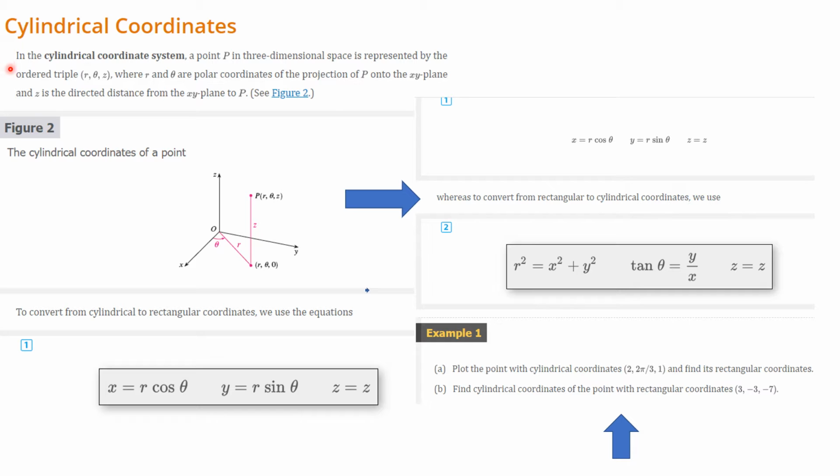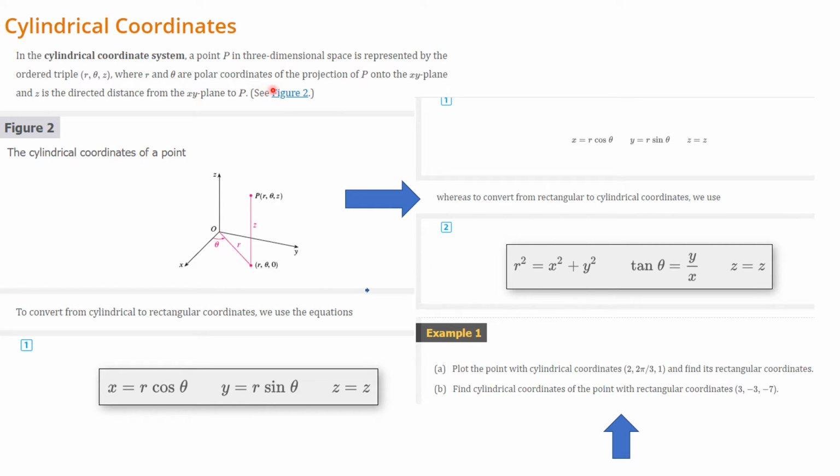Cylindrical coordinates. In the cylindrical coordinate system, a point P in 3-dimensional space, you can see it here in the figure, is represented by the ordered triple r, theta, and z. So this point is r, theta, and z, where r and theta are the polar coordinates of the projection of P onto the xy plane. So if we project P onto the xy plane, we get this point where z is equal to 0. But you can see I can change the x and y of this into polar coordinates r and theta.